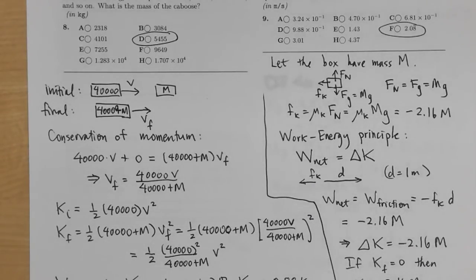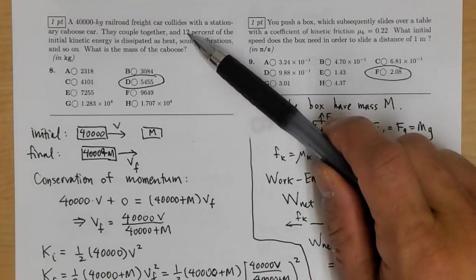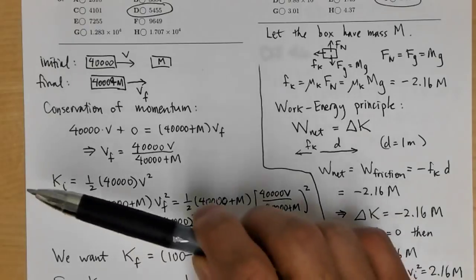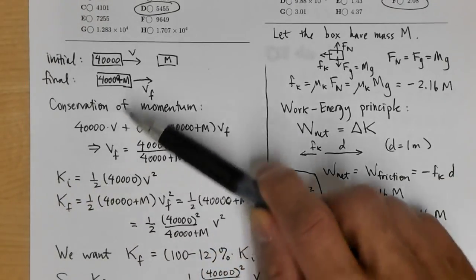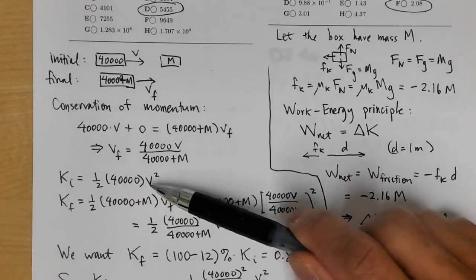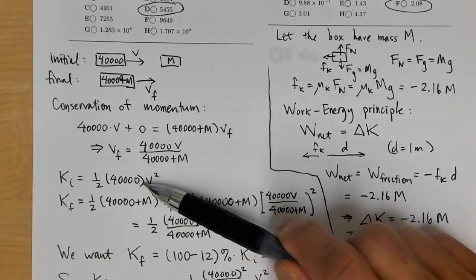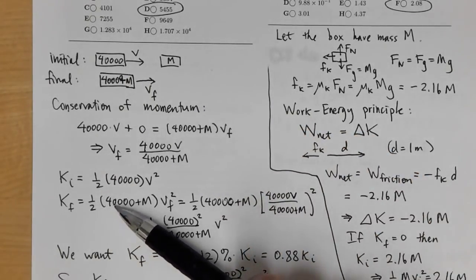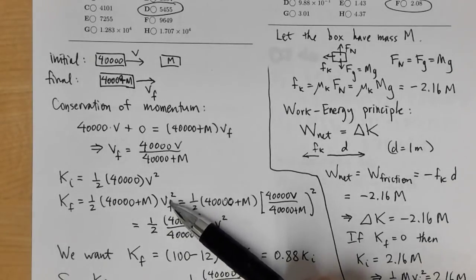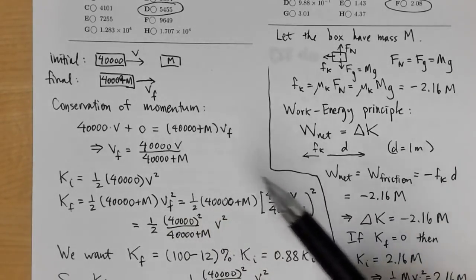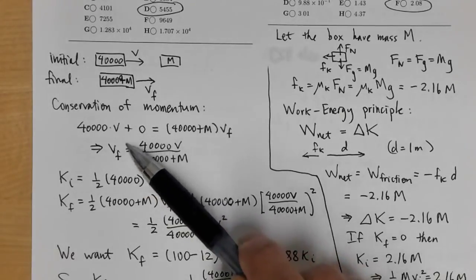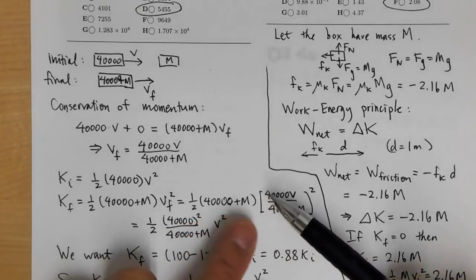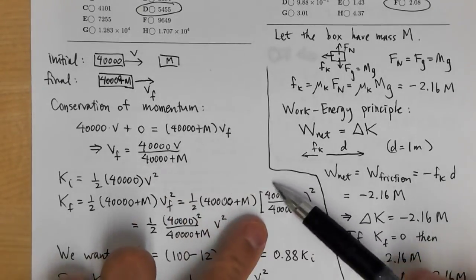Now we have this information about 12% of the initial kinetic energy is lost. So let's look at the kinetic energies. The initial kinetic energy is 1/2 times the mass times the velocity initial squared, so 1/2 times 40,000 v squared. Then the final kinetic energy is 1/2 times 40,000 plus m, the mass, times the velocity final squared. But we solved for this final velocity. That's why we did the work. So we have 1/2 times 40,000 plus m times the final velocity, this guy, squared.